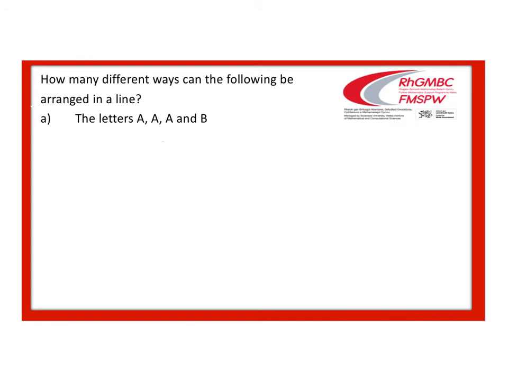So let's arrange the letters A, A, and B. I'm going to do this by brute strength first of all, and then build up some theory from this idea. So, writing things in alphabetical order is a logical place to start. I could have A, A, B.